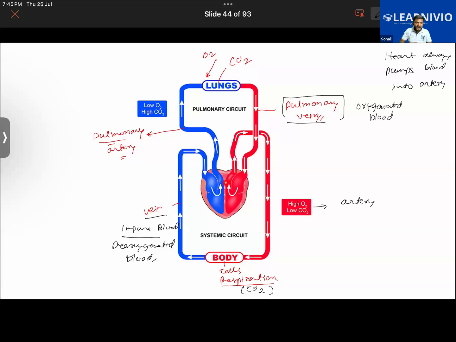But in the case of arteries, what we have learned is that the heart would be pumping the blood. In the case of arteries, the heart pumps the blood into the artery, while veins would be bringing the blood to the heart. Understanding the two differences? If someone is not getting it, I'm writing an important line here.